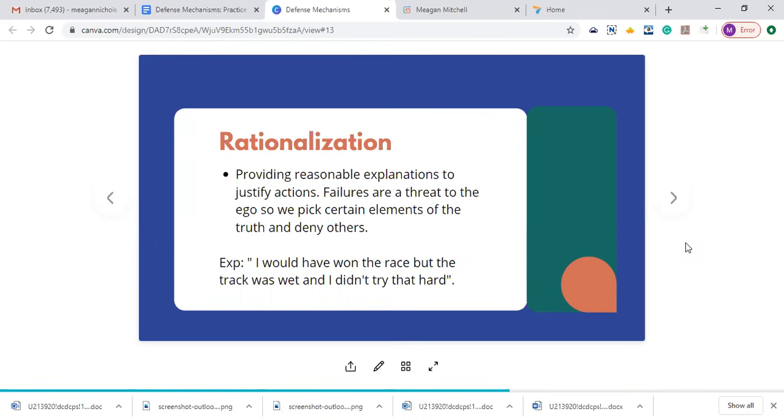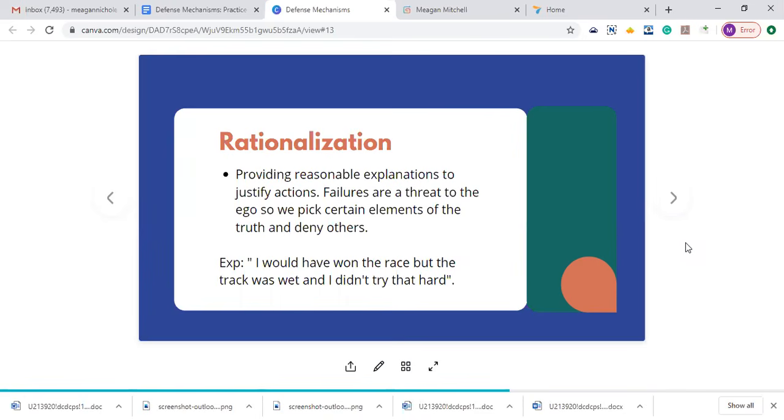Someone said to me, is rationalization kind of like making excuses? In a way. The example I have here for rationalization is I would have won the race, but the track was wet and I didn't try that hard. So in order to make yourself feel better, you're saying, well, I wasn't really trying that hard. The conditions weren't good. That's why I didn't win the race.